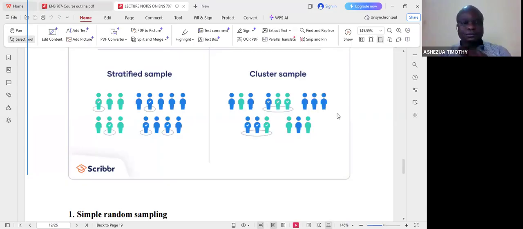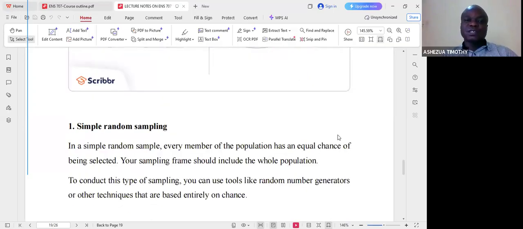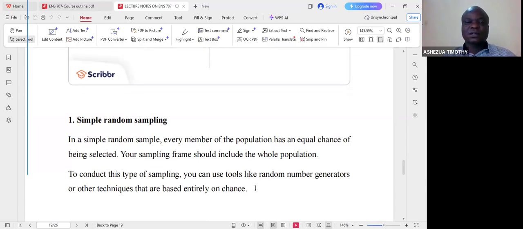Now, under simple random sampling, in a simple random sample, every member of the population has an equal chance of being selected. Your sampling frame should include the whole population. To conduct this type of sampling, you can use tools like random number generators or techniques that are based entirely on chance.